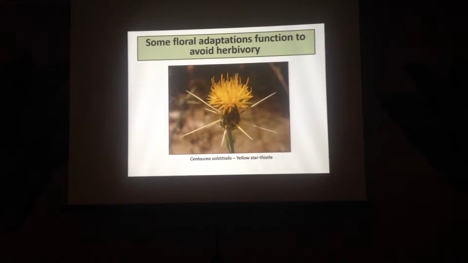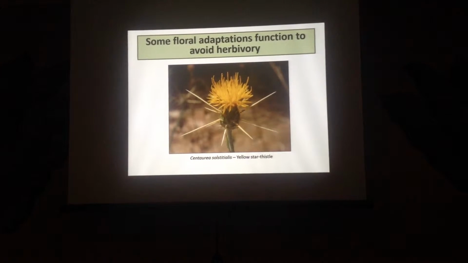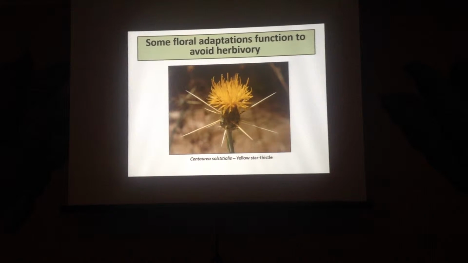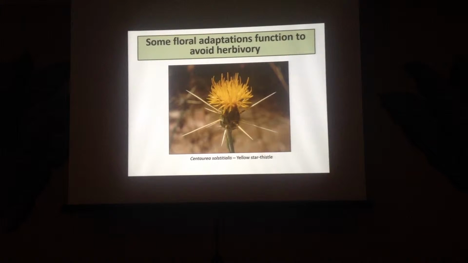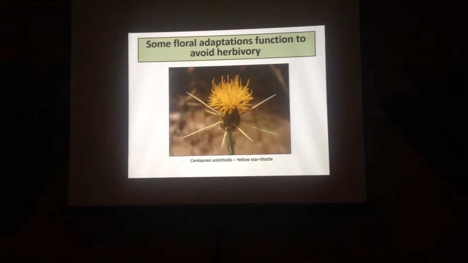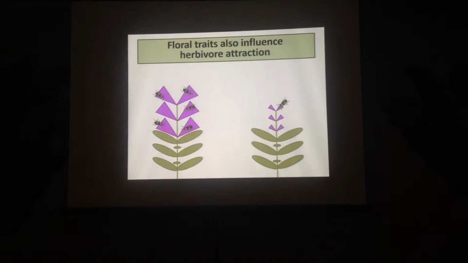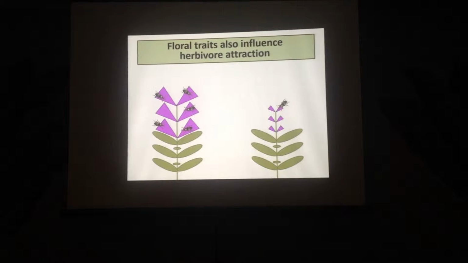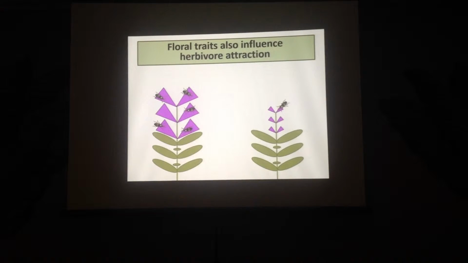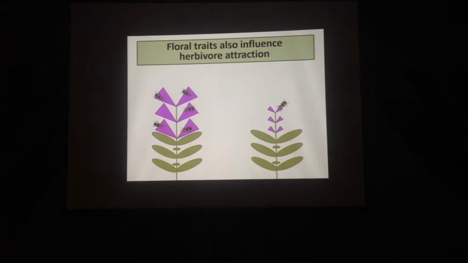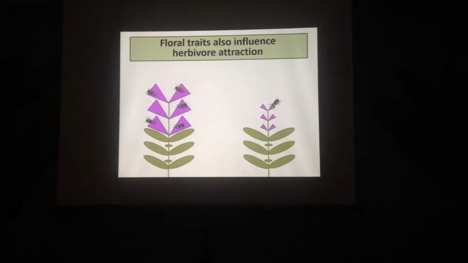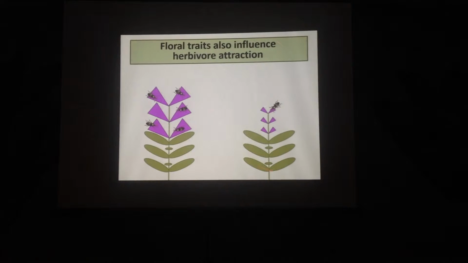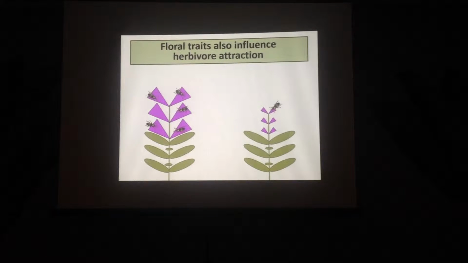But there are many floral adaptations that can't easily be explained as adaptations to facilitate pollination, like these thorns in the yellow star thistle, which are better explained as adaptations to reduce herbivory. As with pollinators, a lot of floral traits are actually linked to herbivore attractiveness. So a plant with large flowers might, in addition to attracting more pollinators, attract more herbivores. And on the same scale, a plant with small flowers might attract fewer herbivores.